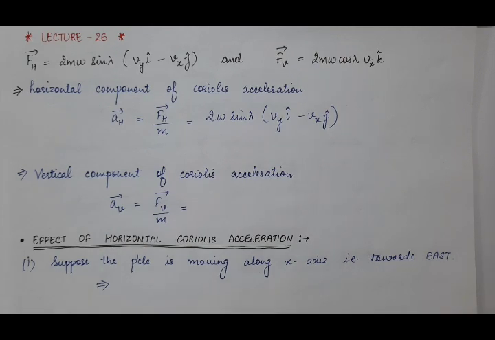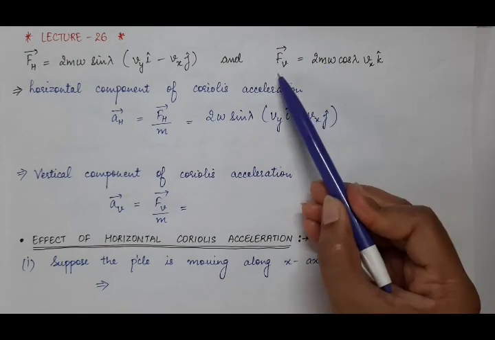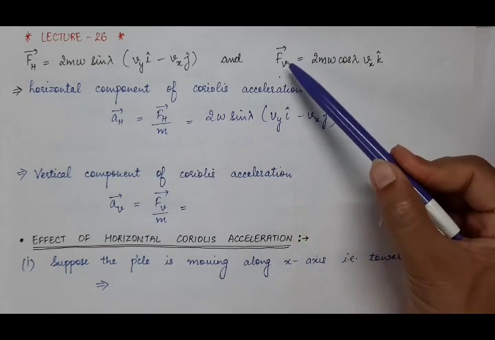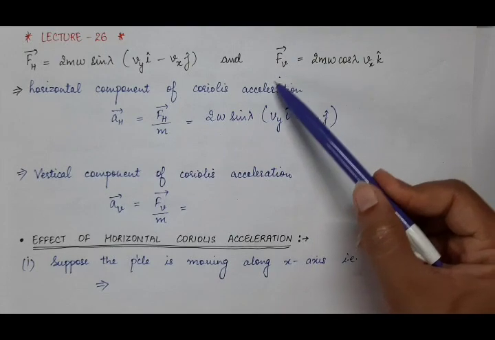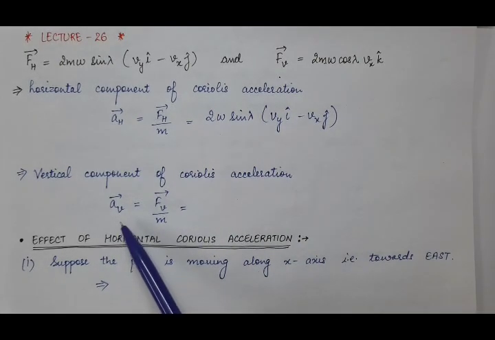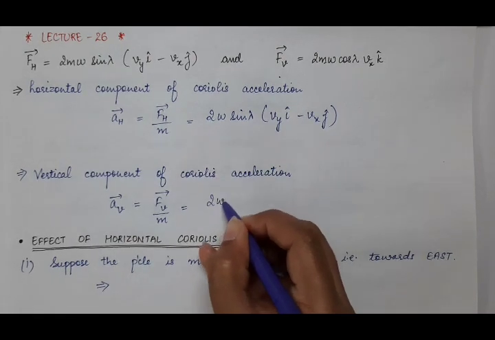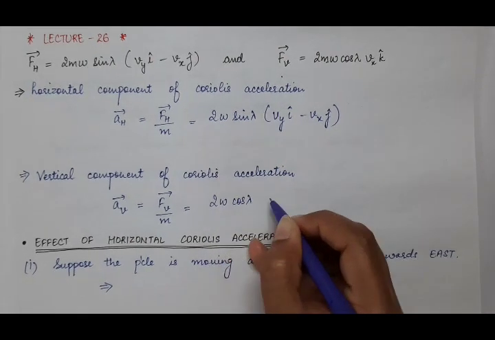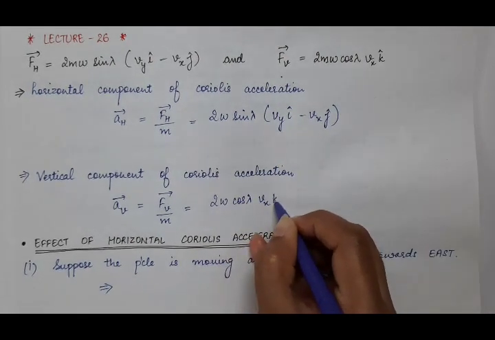Similarly, for the vertical component of Coriolis acceleration, move this m to the other side, and you get the ratio of vertical force divided by mass, which gives the vertical component of Coriolis acceleration, equal to 2 omega cos lambda Vx k cap.